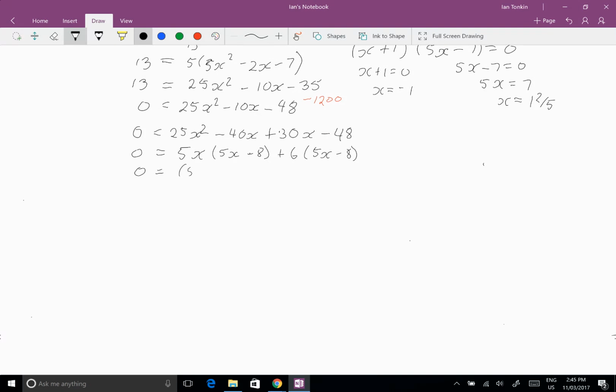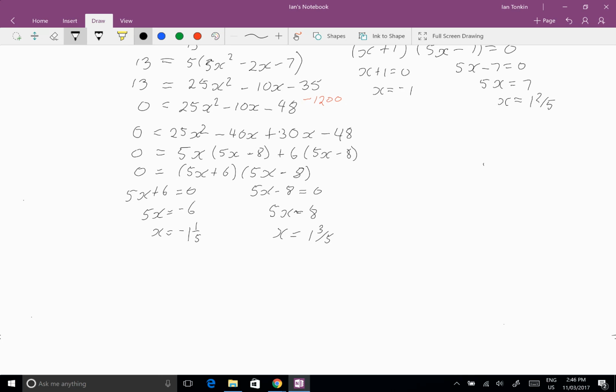And that'll give me 5x plus 6, 5x minus 8. And I'll solve those, so 5x plus 6 equals 0, 5x equals negative 6, x equals negative 1 and a fifth, and 5x minus 8 equals 0, 5x equals 8, therefore x equals 1 and 3 fifths. So I've got my critical points.